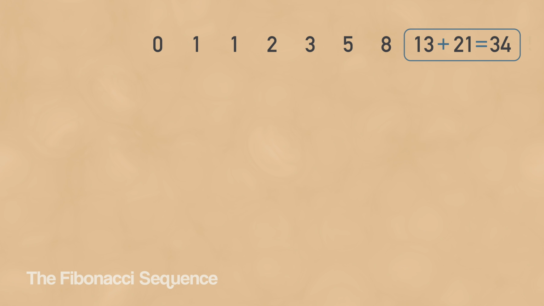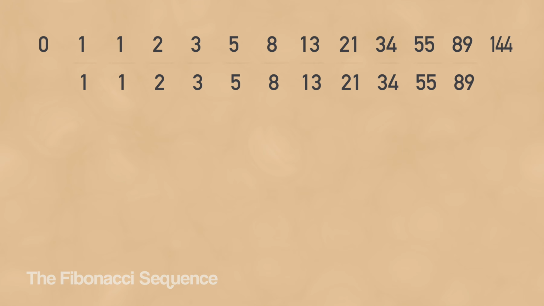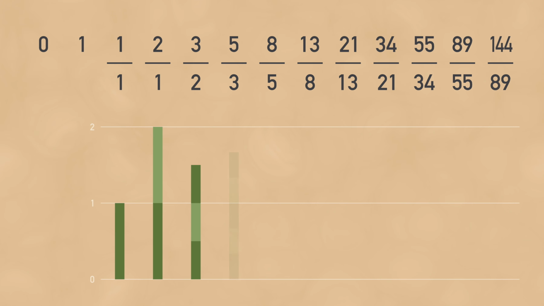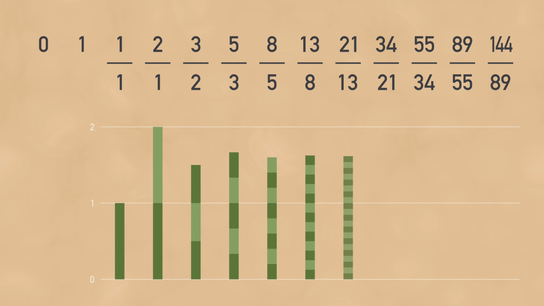As it turns out, there's a beautiful connection between this sequence and the golden ratio, because if you take any Fibonacci number and divide it by the one before it, you get a ratio that rapidly converges on the golden ratio as you continue up through the series.